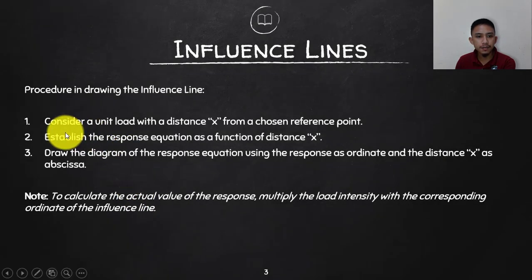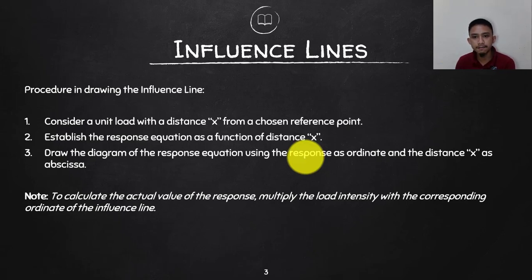Now we have that response equation, all we need to do is draw the diagram of that. If we say diagram, we are talking about the line graph of that. Since we are talking about influence line, using the equation that we established in the second step, we are going to plot that on the x and y, or in the abscissa and the ordinate, wherein your ordinate is the response. Again, response. If you are focusing on deflection, that is your response.